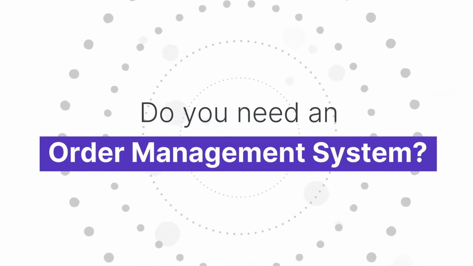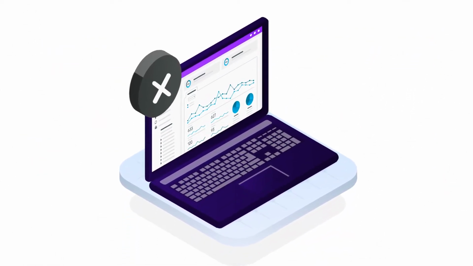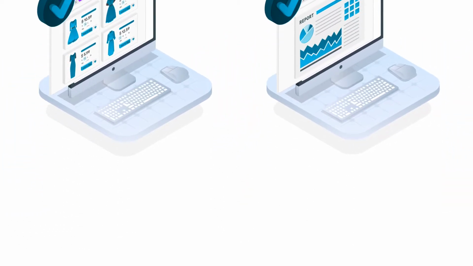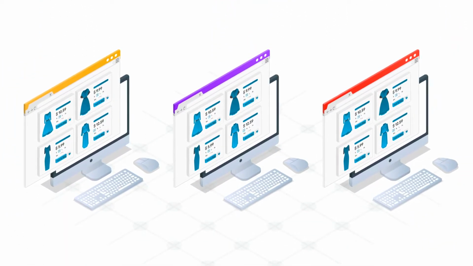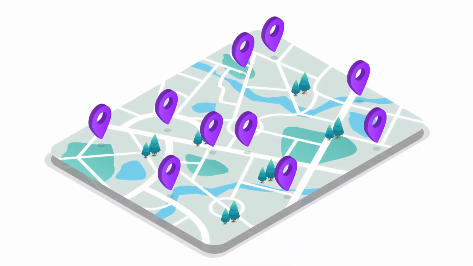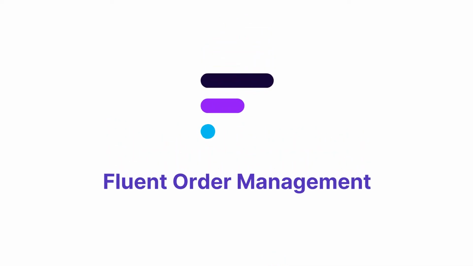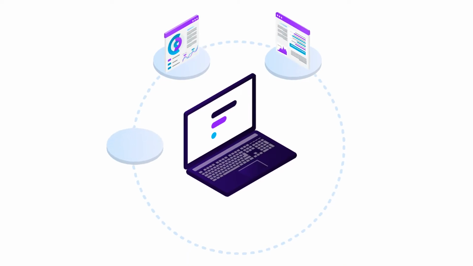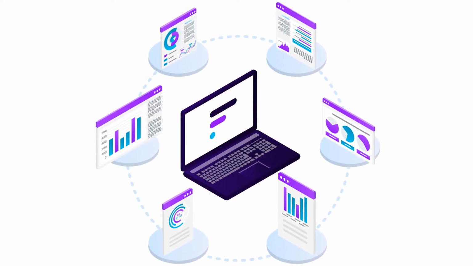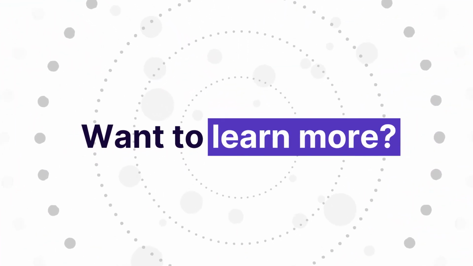Do you need an order management system? Not every business does. For some, a commerce platform and an ERP are enough. But if you sell in lots of channels and/or ship from lots of locations, fulfillment can feel complex. That's where Fluent Order Management comes in. It lets you get control over your inventory availability and fulfillment operations, so you can boost the margin on every order.